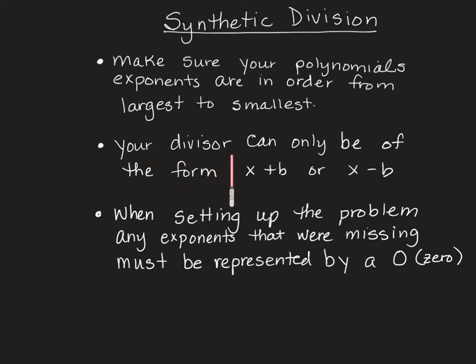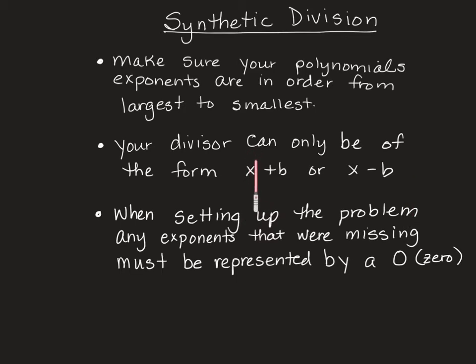Then we want to look at our divisor. That would be what I am dividing by. So usually it's the second number, or what comes after the divided by sign, the division sign. And that's called my divisor. It can only be of the form x plus b or x minus b.